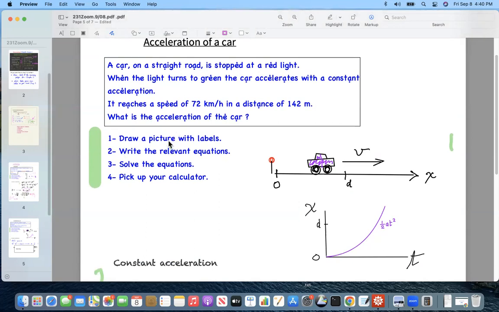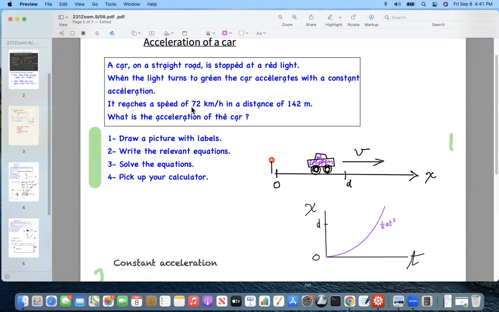Step 1, draw a picture and label it. Well, here's the picture. The car is moving on a straight track or a straight road, motion in one dimension. It starts at some position which we could call 0. Its velocity is 0 at that time because it's at a red light. Then it accelerates, and at some later time, when its distance is d, it has a velocity v. So there's a picture of the problem.